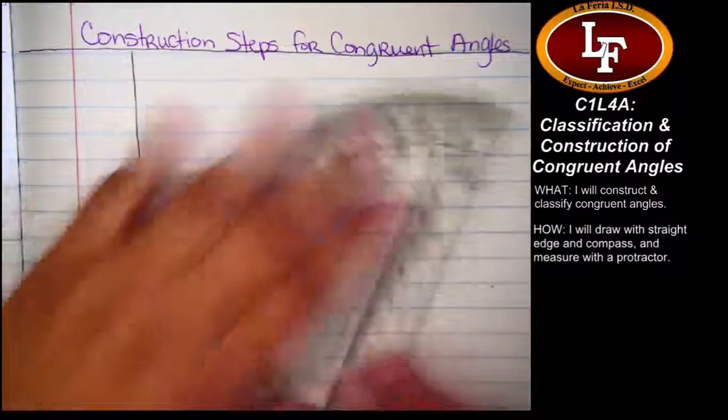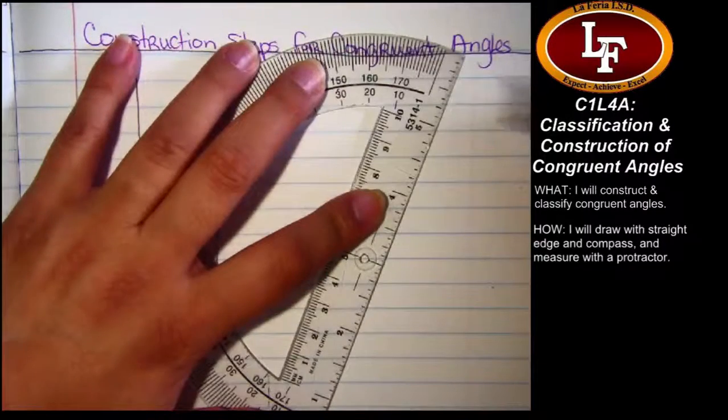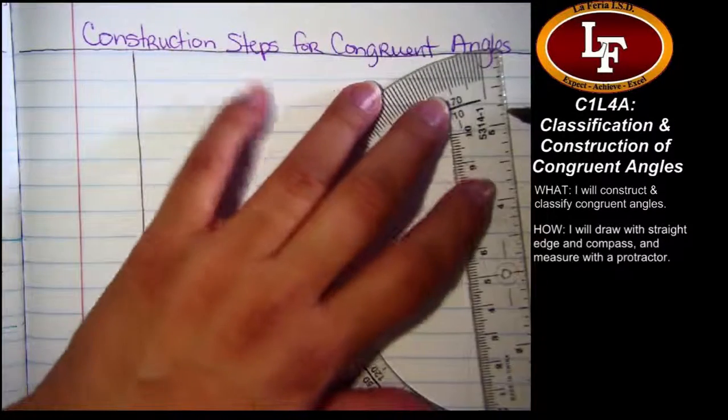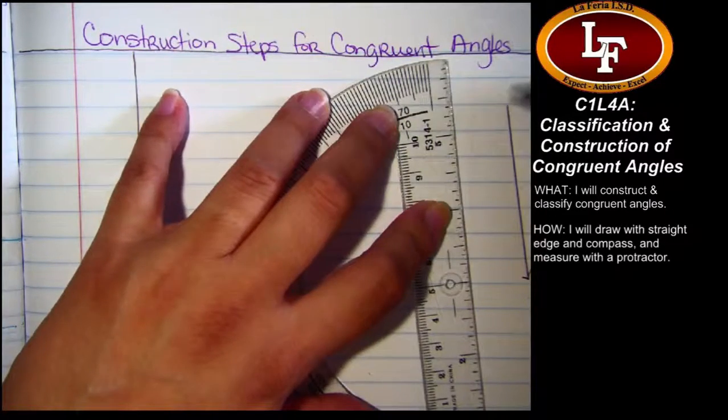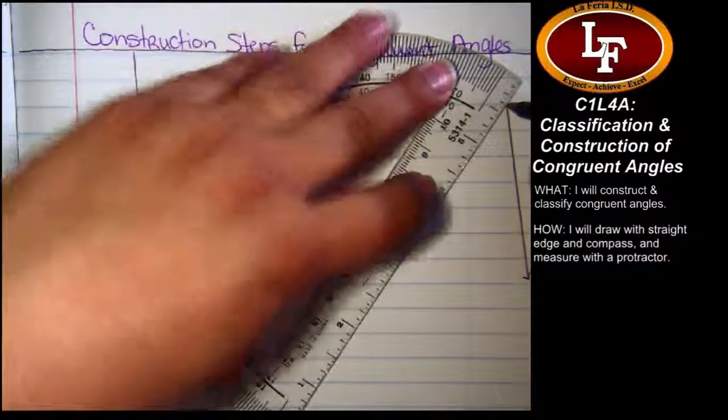somewhere here toward the top, give yourself a couple lines of room. I want you to draw for me an angle. I don't care what size. I don't care how it opens.